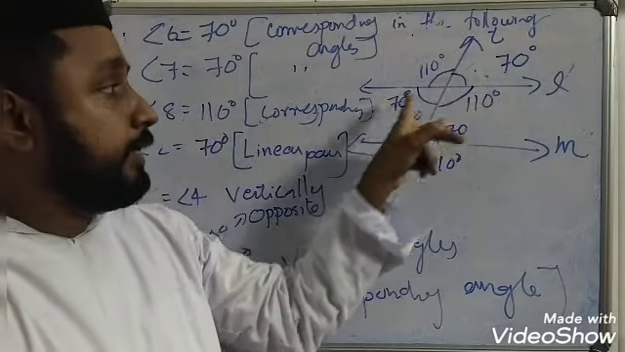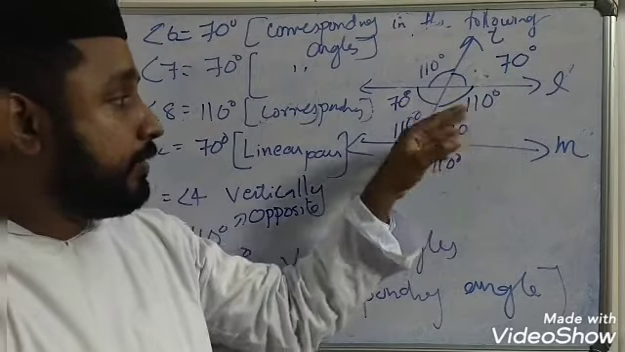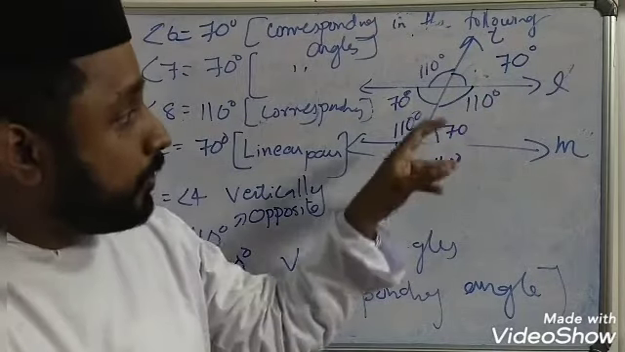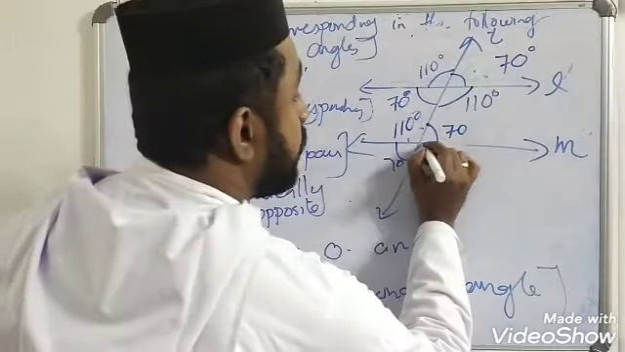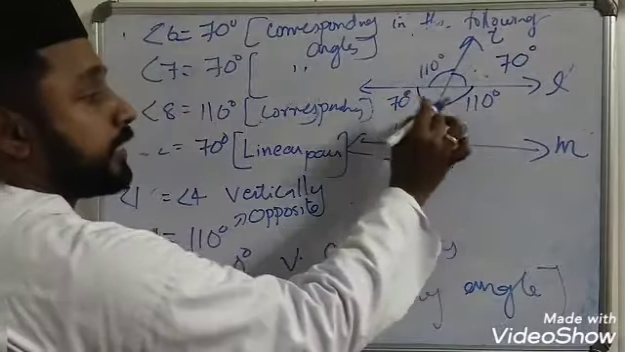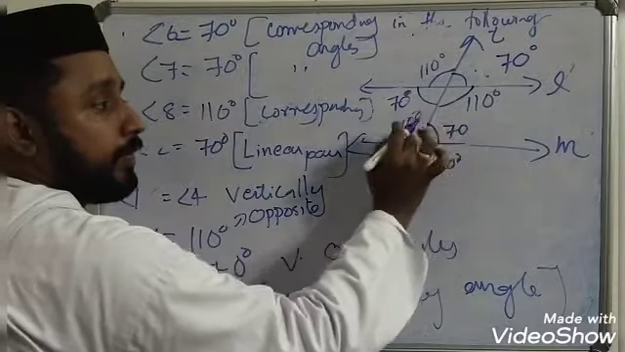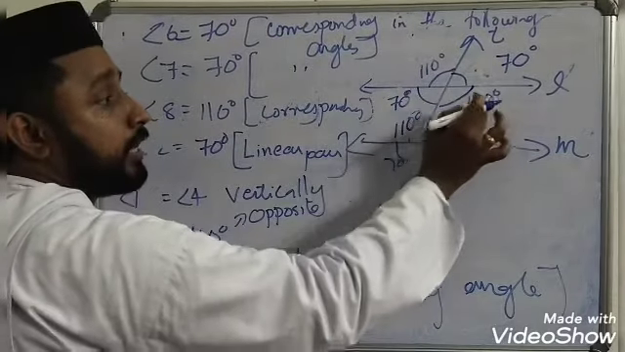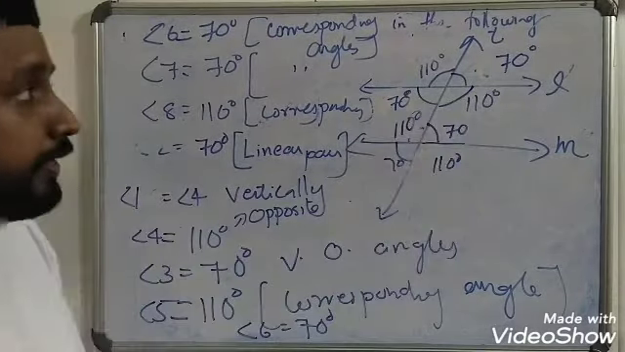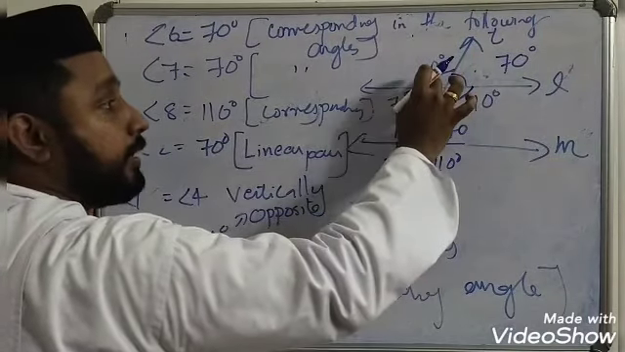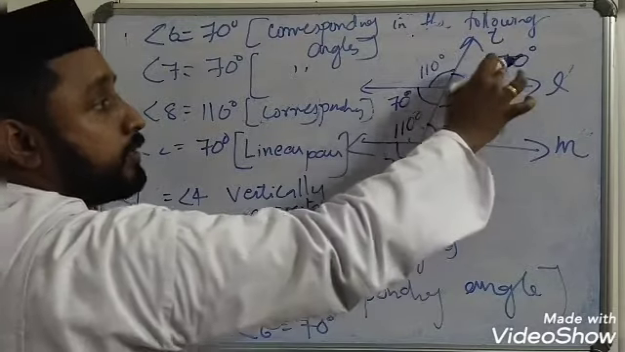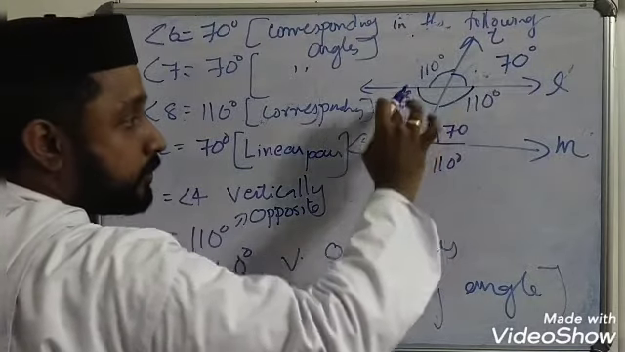110, 70, 70, 110. All these measures we have. So alternate interior angles. Which are the alternate interior angles? These two are alternate interior angles. They are equal. These are also alternate interior angles. They are also equal. Then corresponding angles are also equal. Here 110. Here also 110. This corresponds to this. This corresponds to this.